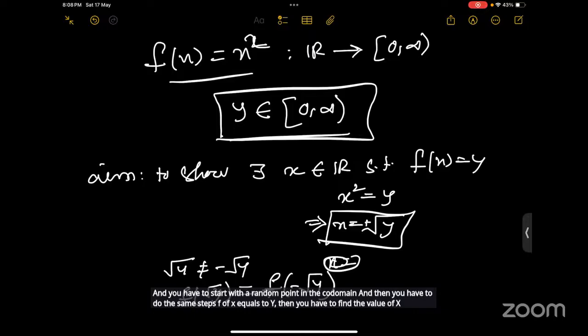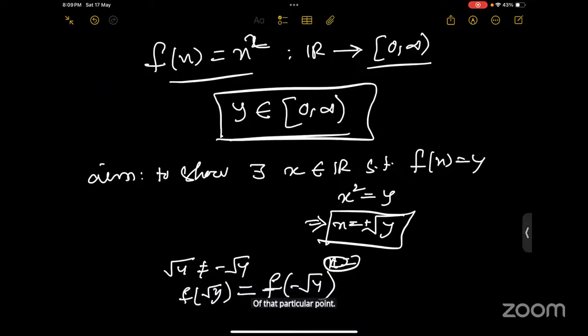If the value of f is defined throughout the codomain, then the codomain is nothing but the range. That means you can define the pre-image for any point. My question is, madam, the pre-image can be minus or positive, right? Yes. So you have two different pre-images for one point. So by definition, it's not surjective, right?